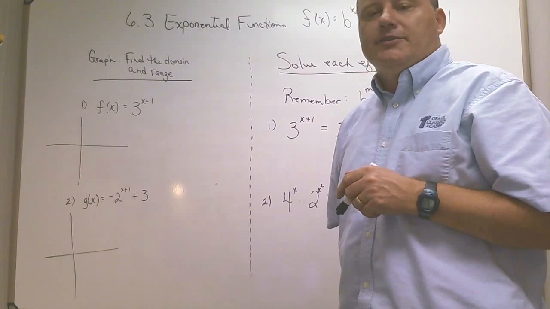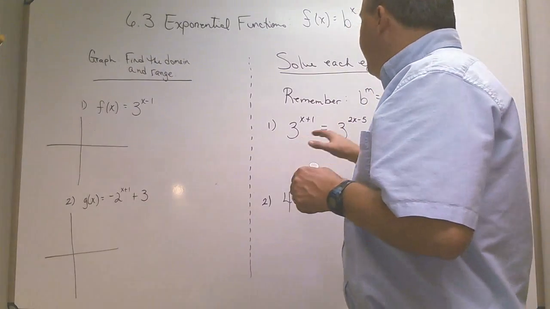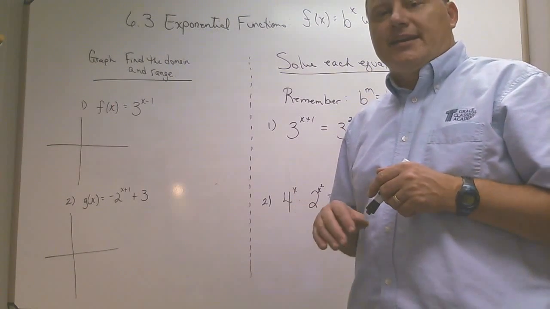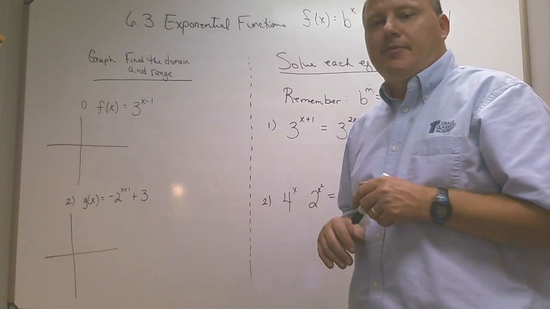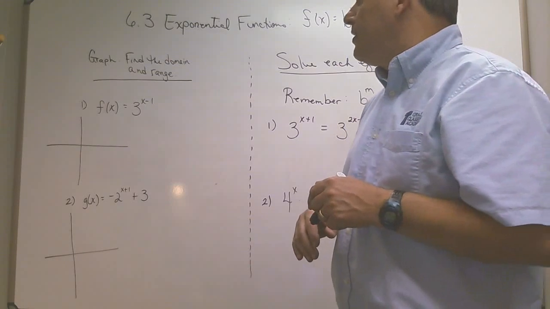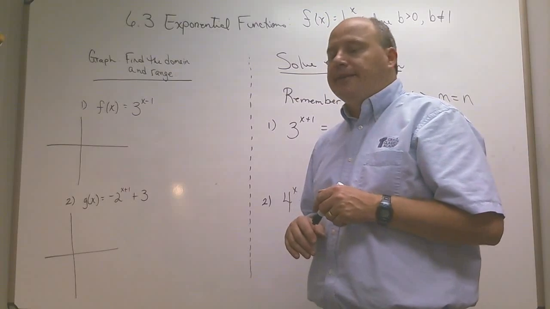Remember the E, though, is 2.718. I didn't give you any one of those up there, but it works exactly the same. So look at your notes from that part as far as 6.3 is concerned on the E.